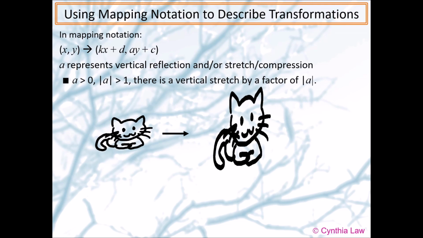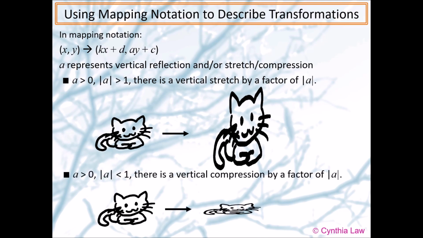So when a is greater than 0, and the absolute value of a is greater than 1 as well, then we have a vertical stretch by a factor of the absolute value of a. So you can see that the cat is stretched vertically this time. So it's getting longer vertically. When a is greater than 0 and the absolute value of a is less than 1, there is a vertical compression by a factor of the absolute value of a. So the cat is squished vertically, so it's compressed.